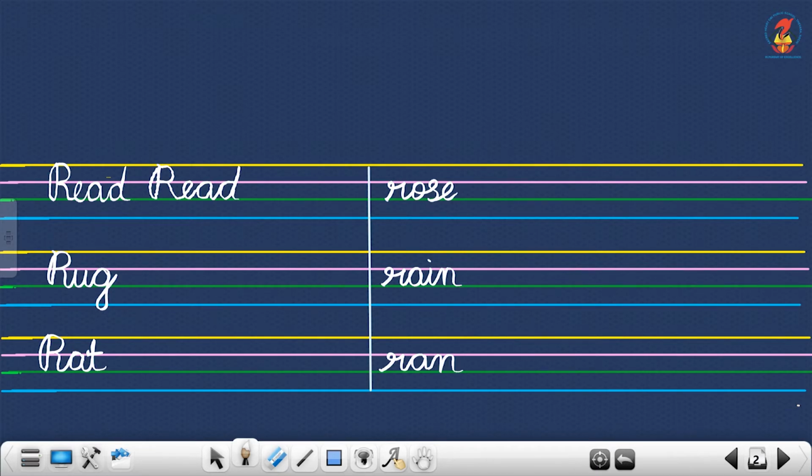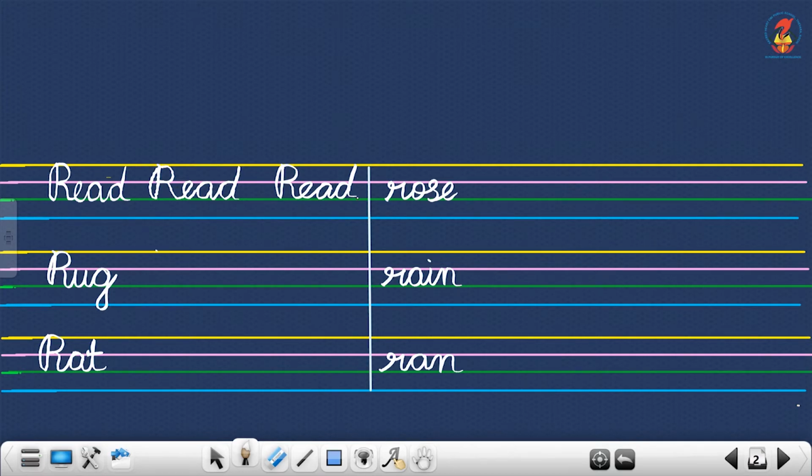R-E-A-D, read. Okay, I'll write one more time. Write capital letter R, then E-A-D, read. Just read, children. R-E-A-D, read. Okay, next we can move on to the next word, that is rug. R-U-G, rug. Now, shall we write?